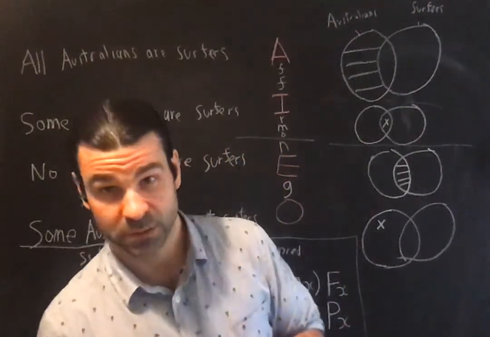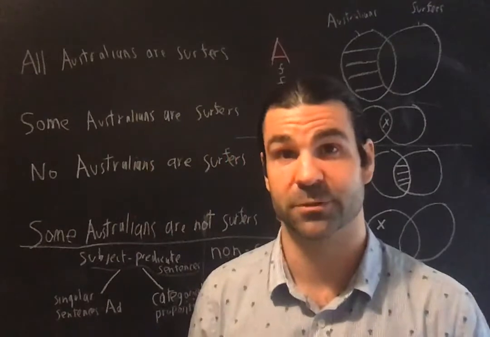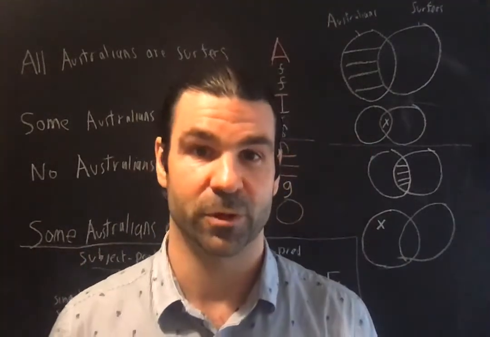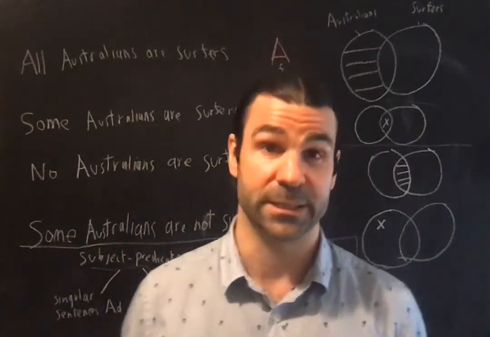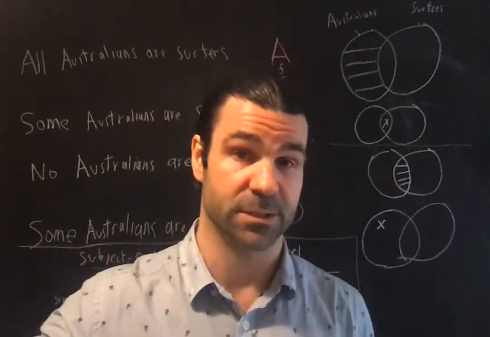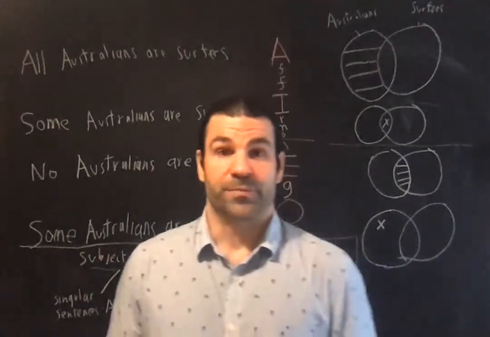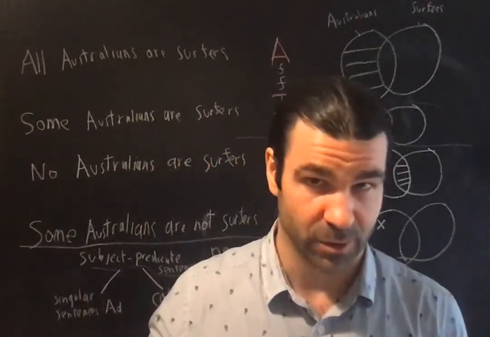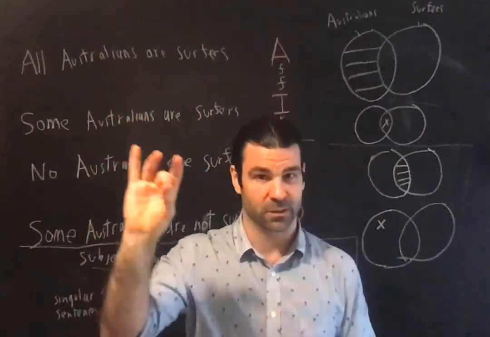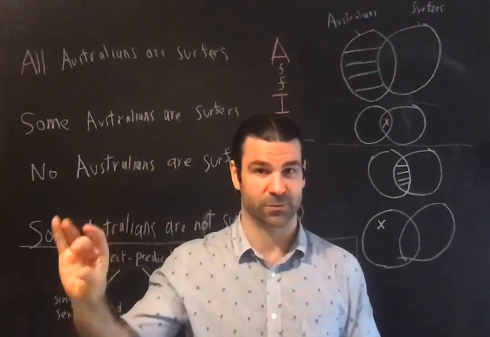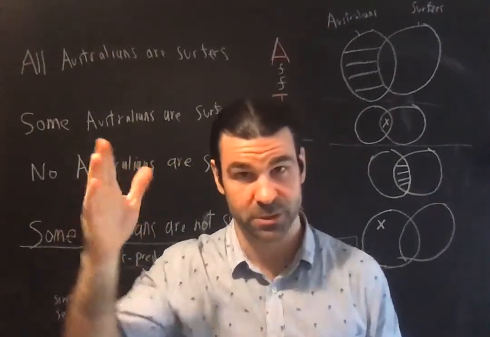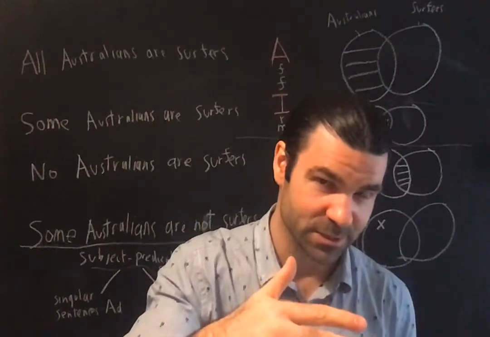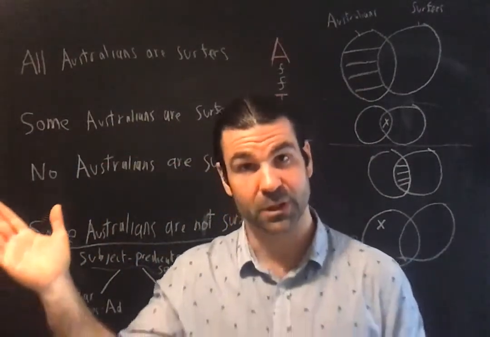Australians are surfers, right? Are, the A-R-E form of the verb to be. It's like the is in Dan is Australian. The is is the verb. So that marks the end of the subject in both the singular sentence and the categorical proposition. The singular sentence, Dan is Australian. Categorical, Australians are surfers. The is and the are, those are the verbs. It tells you what precedes that is the subject, what follows that is the predicate.